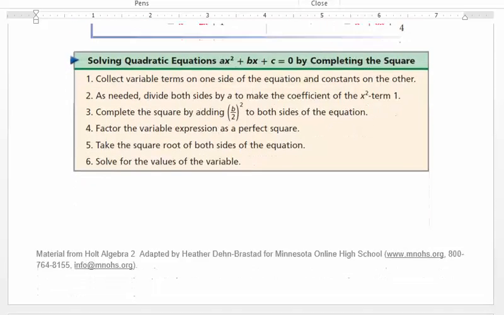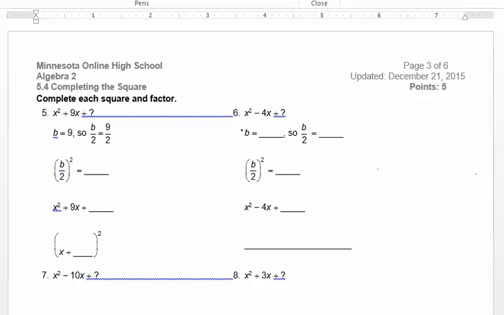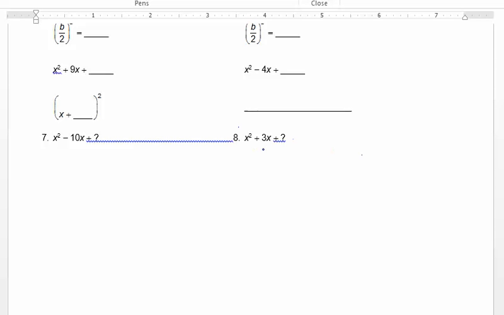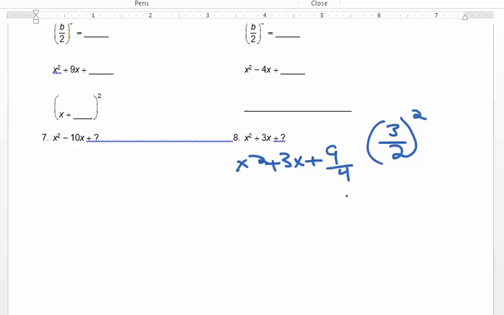Okay, so we're going to take half of the middle term and square it, and then add it, and then factor it. So number 5 and 6 are started. Let's look at number 8. So we're going to take half of 3, which you could write as 1.5, but I'm going to leave it as a fraction, and then we're going to square that, and then you're going to add that number. So x squared plus 3x plus, well, 3 squared is 9, 2 squared is 4. So that's what I'm going to add to both sides.